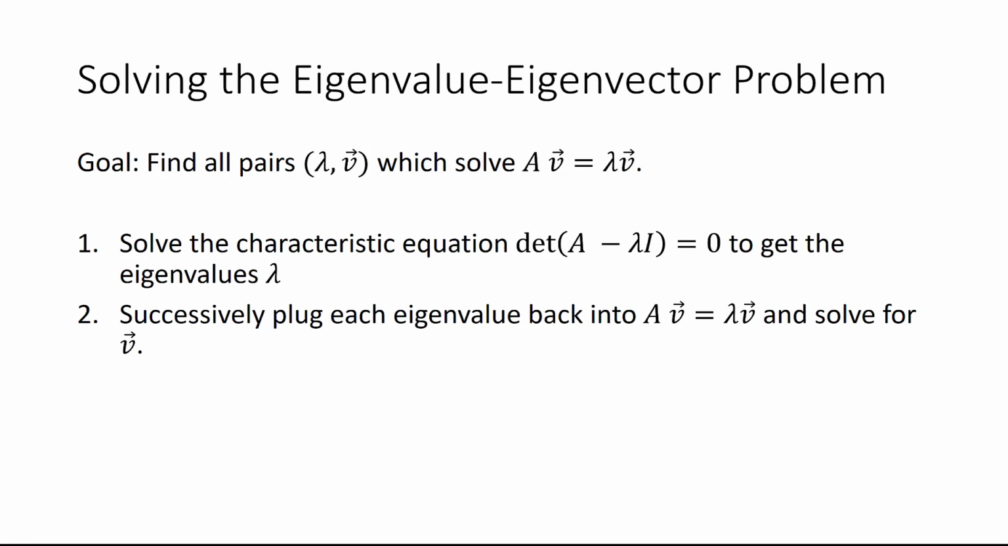The algorithm for solving this problem is to first solve the characteristic equation, determinant of A minus lambda I equals 0, to get the eigenvalues lambda, and then to successively plug each eigenvalue back into Av equals lambda v and solve for v. We also noted that the characteristic equation ends up being a quadratic function in lambda, so that there can always be either 0, 1, or 2 real solutions to this equation.